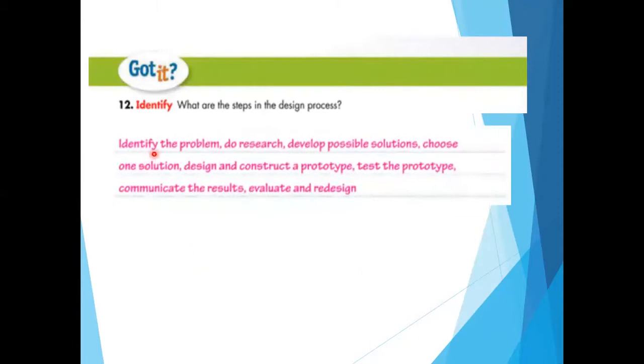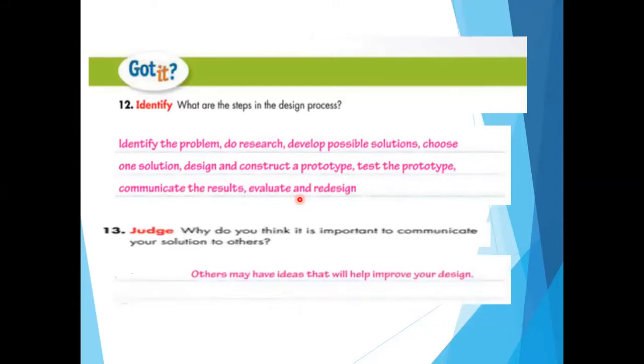Now, question number 12, who can read it for us? What are the steps in the design process? There are 8 steps. Who can remind us? Number 1, identify the problem. 2, do research. Step 3, develop possible solutions. Step 4, choose one solution. Step 5, design and construct a prototype. Test the prototype. Communicate the results. And step 8, evaluate and redesign. So we have 8 steps.